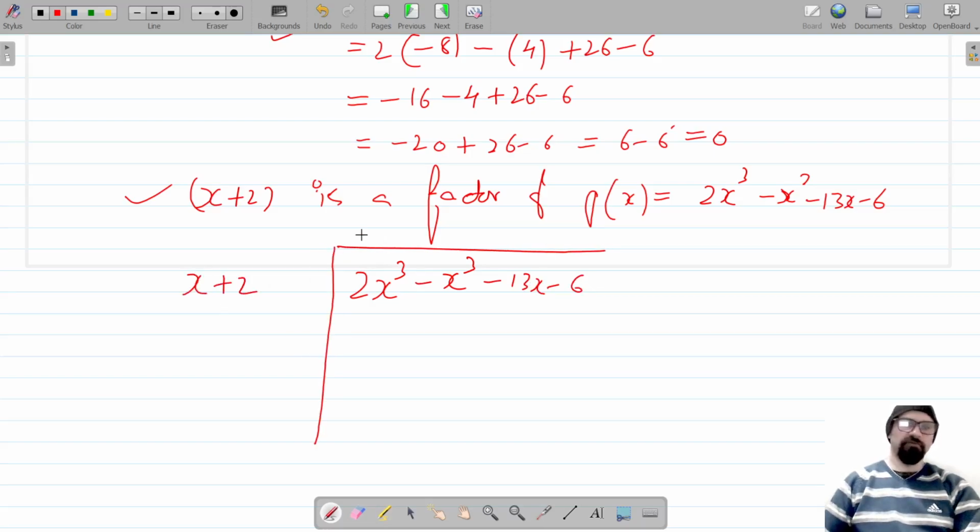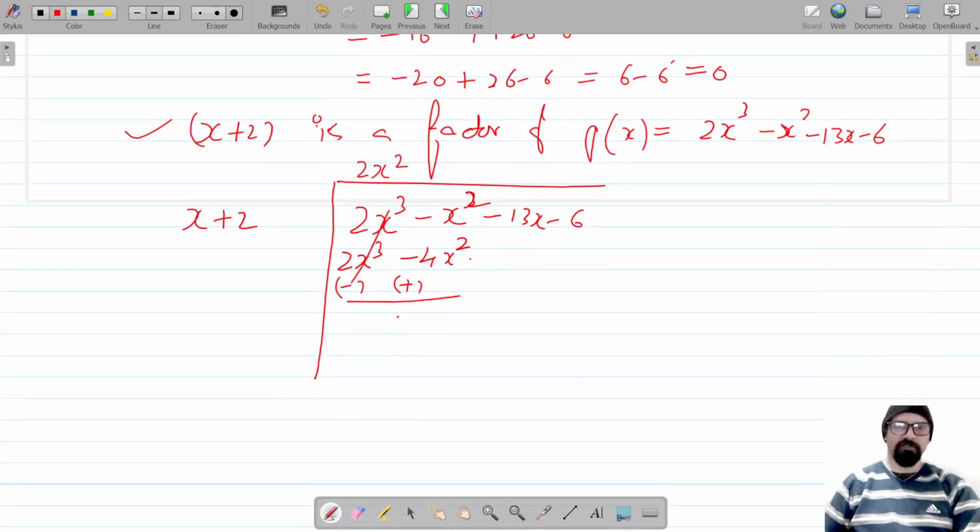Okay, x plus 2, which gives us 2x squared. It's 2x cubed minus 4x squared, and change the sign to subtract them. So this is now 3x squared minus 13x minus 6.